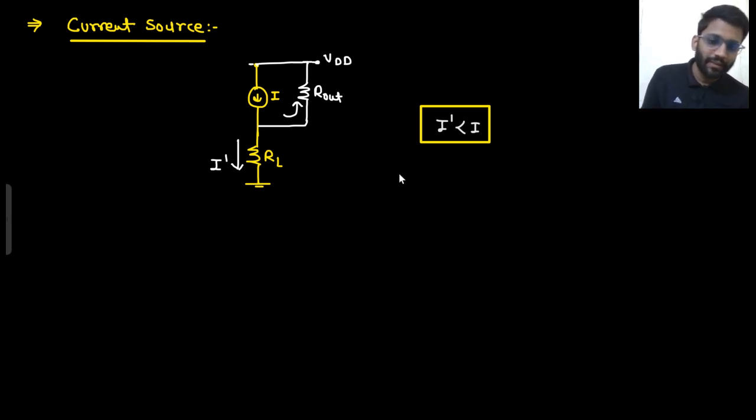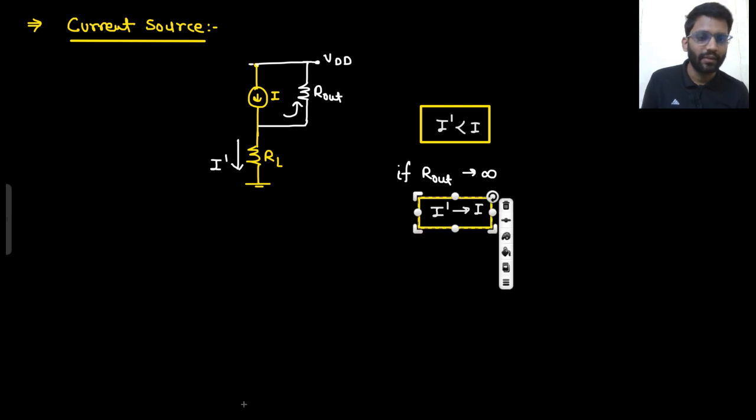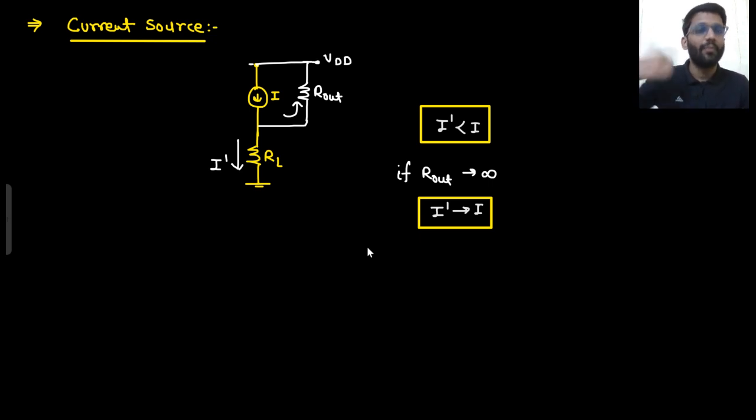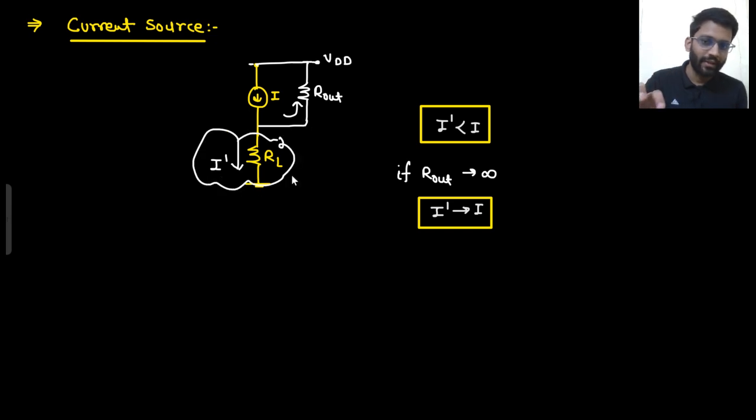Tell me one thing. If R out is tending to infinity, then what will happen? This I dash will be nearly equal to I. Or I can say this I dash will also be tending to I. So more the R out, better the current source. If R out is high, that means you will have more current in the load. Your target is to get the current in the load, not in this R out. You are collecting your final output current here.